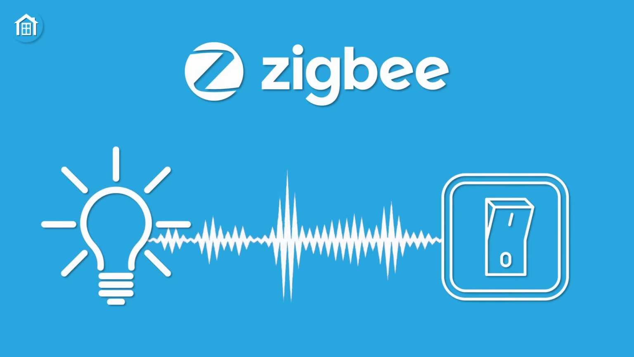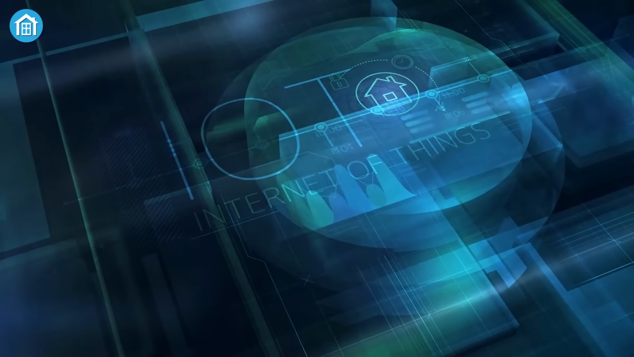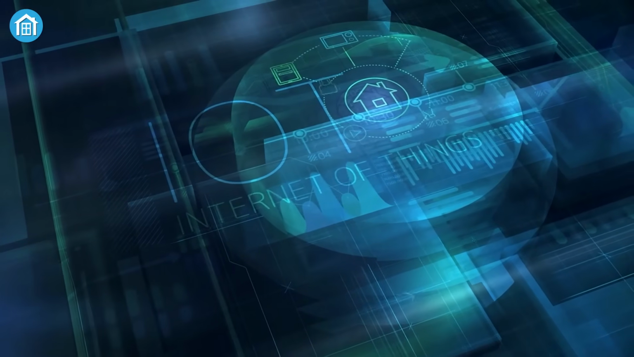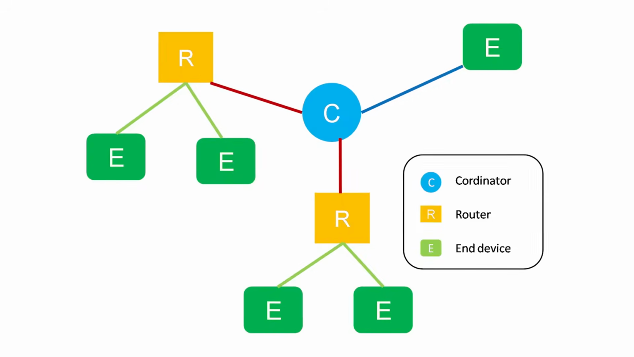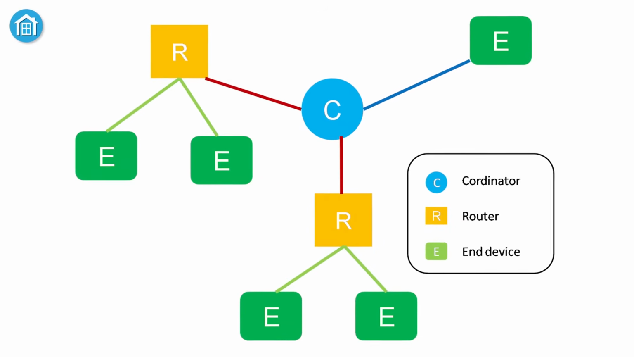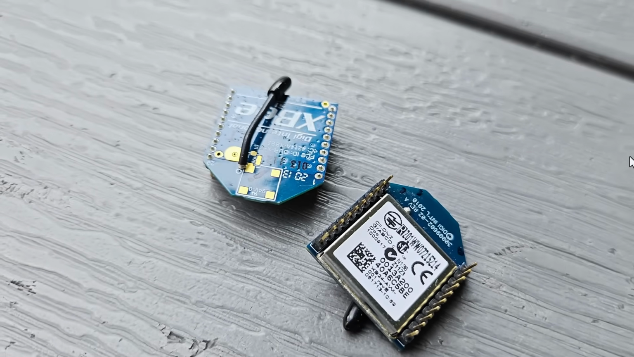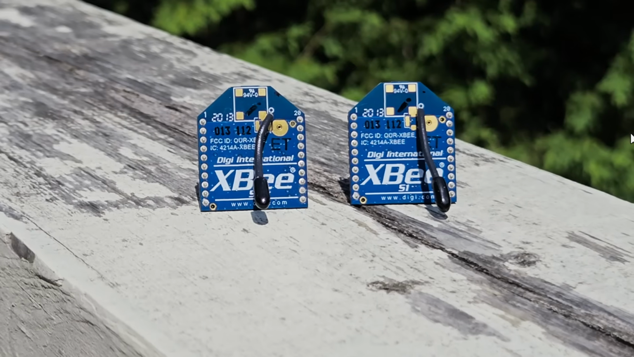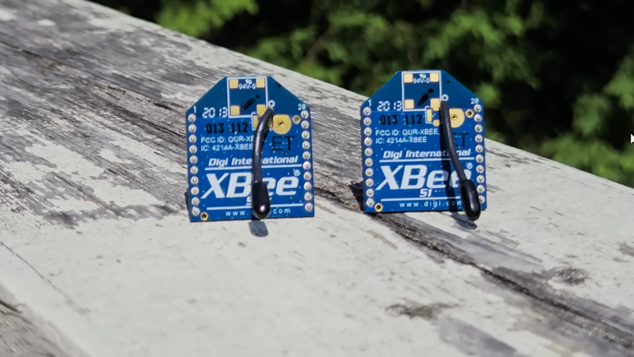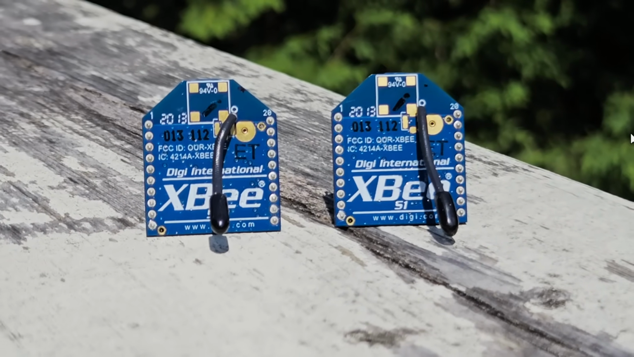ZigBee is a wireless communication protocol designed primarily for IoT, Internet of Things applications. It helps smart devices to easily connect and communicate with each other in a mesh network. For this guide, we will use this popular ZigBee module available in the market. We will learn in detail about its features, application, range, etc.